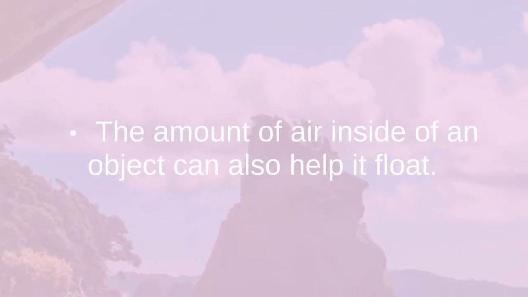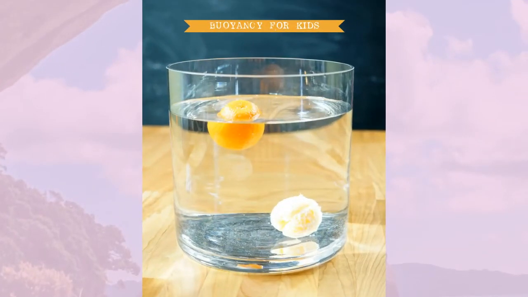The amount of air inside of an object can also help it float. This is a really fun experiment to do at home. We can see this is actually the same type of fruit. We have two baby oranges, and what is the difference between these oranges that might have resulted in one floating and one sinking? You can pause this video if you want and talk about it.